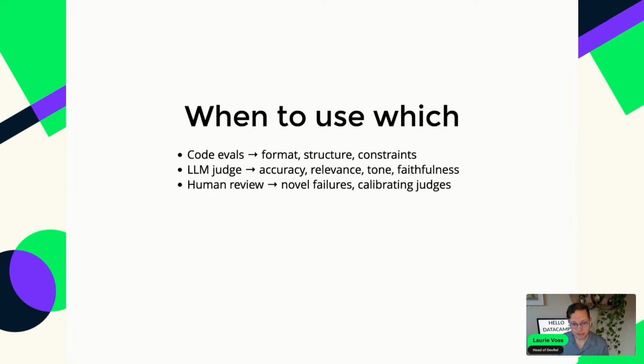So when do you use which? Use code evals when the answer is deterministic. Format validation, length limits, forbidden phrases, required fields. But use LLM judges when you need semantic understanding. A correctness eval asks, did it answer the question accurately? A faithfulness eval asks, does it stick to the source documents without hallucinating? And keep humans in the loop for failure modes that you haven't seen before, and to verify that your LLM judges are actually judging correctly, because LLMs are unreliable. So your LLM judge can also be wrong. Checking your LLM judge against human judgment is how you know how much you can trust them.